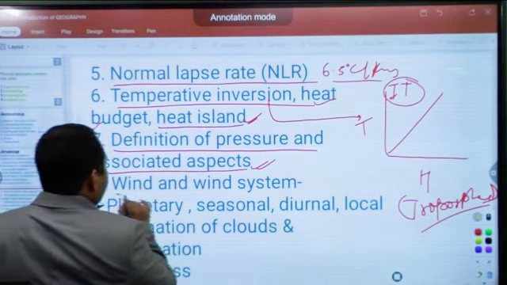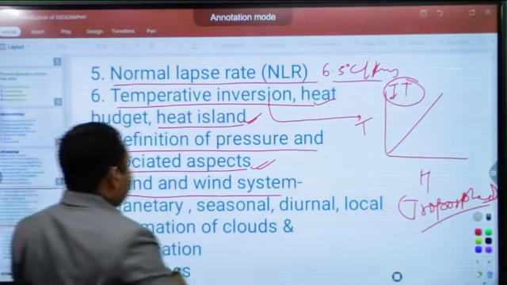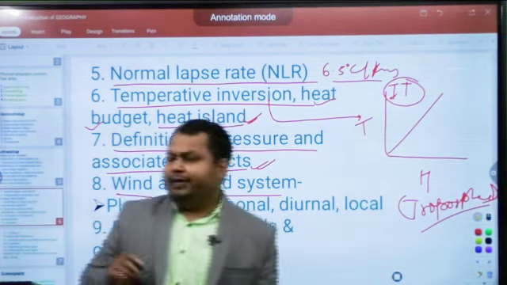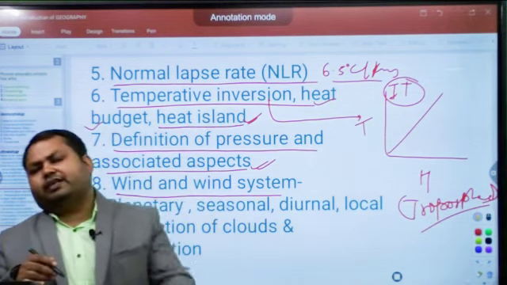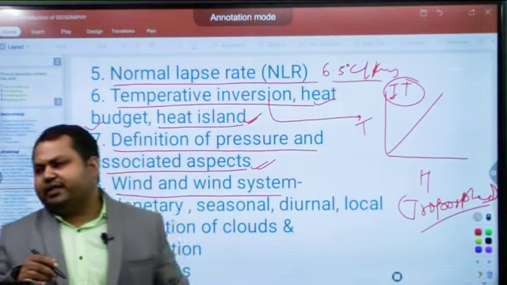The next is wind and wind system. What is wind? Movement of air from high pressure to low pressure is called wind.